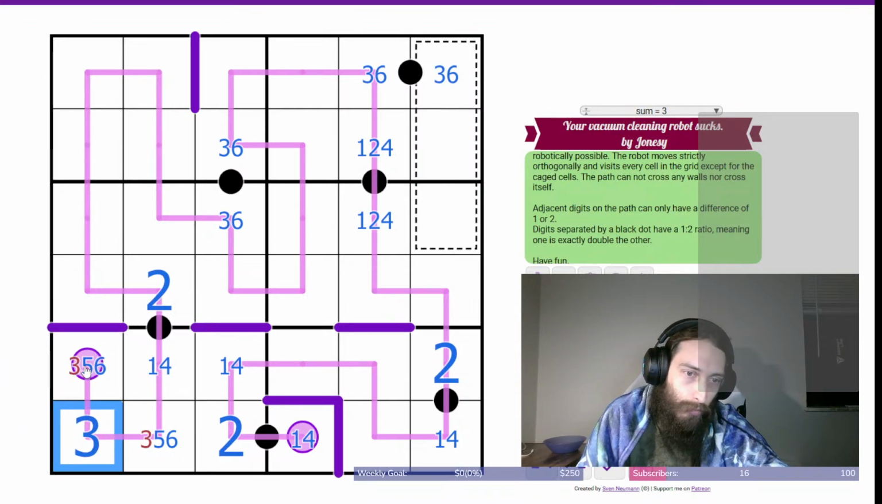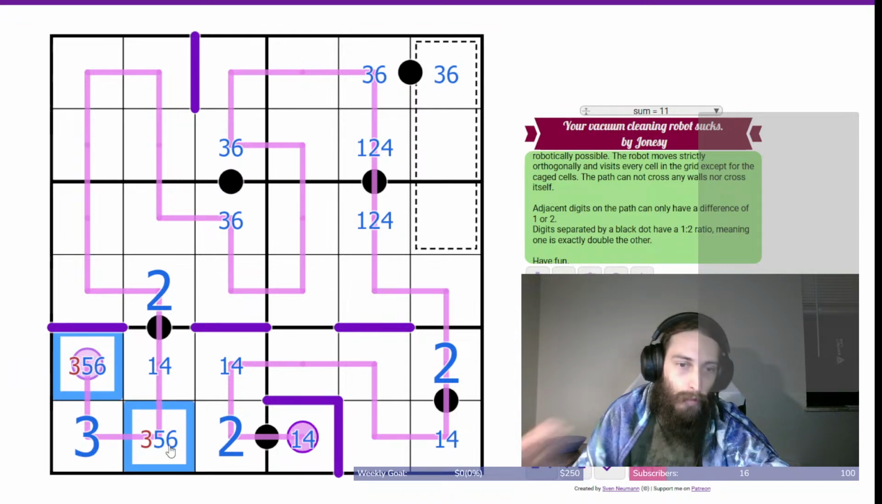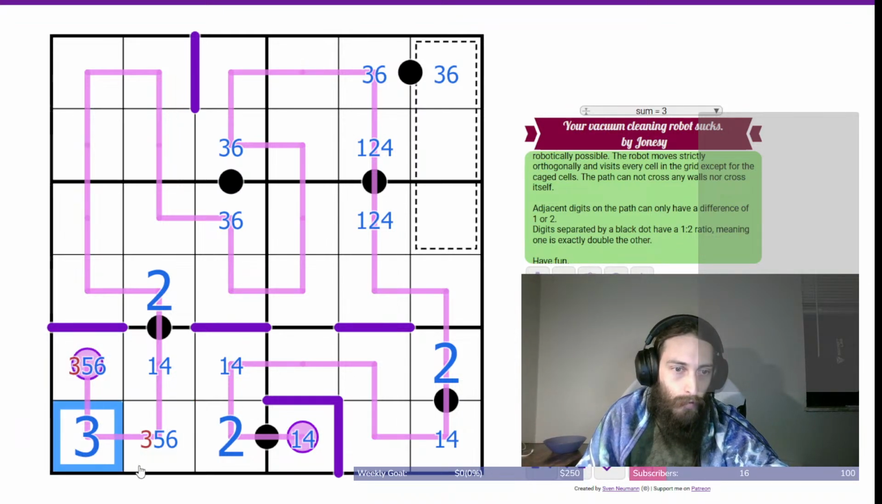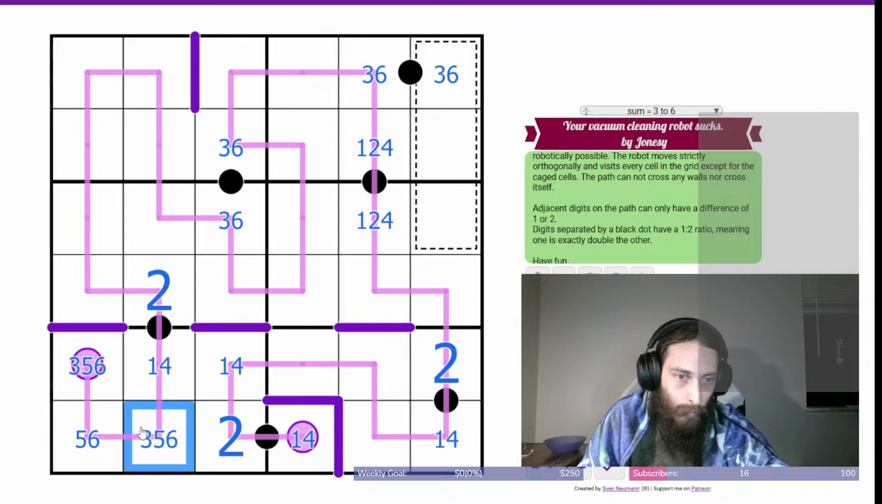Which, if this was a 3, then one of these two would be a 6, which would be 3 steps away from 3. So that isn't a 3 in the corner. But all of this can be reached by 4, but a 1 can only reach 3.